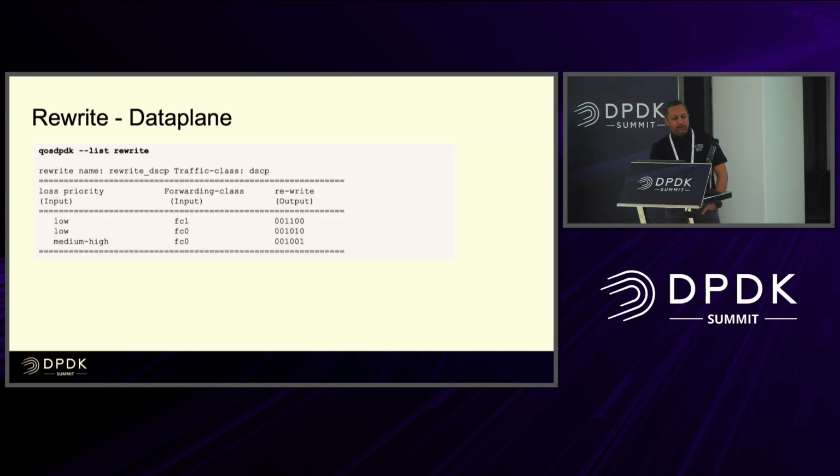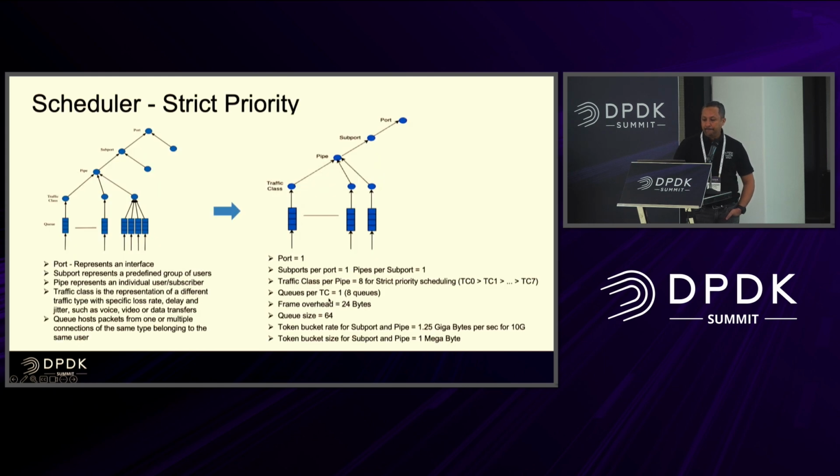This showcases the DPDK view from the data plane, what it looks like. So you have two inputs, forwarding class and the loss priority, and the output is rewritten DSCP bits. Next module is scheduler in the pipeline. So DPDK supports hierarchical scheduler.